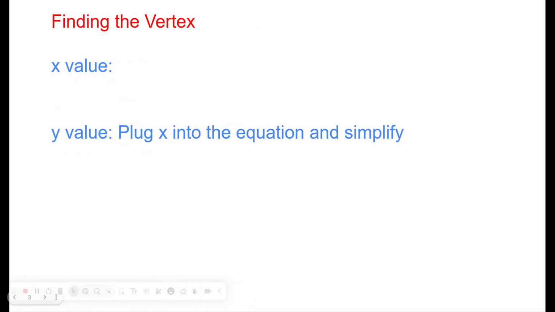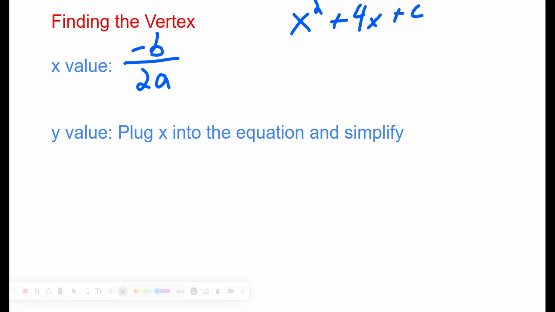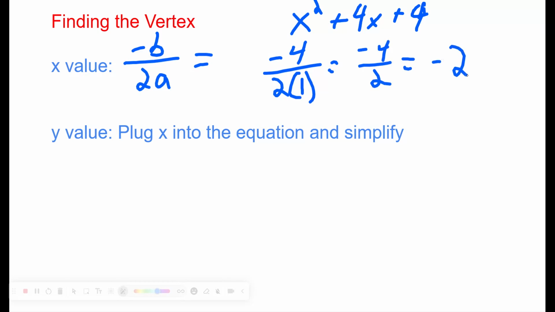When we're finding the vertex, the x value is going to be negative b over 2a. Negative b over 2a, that's our x value. So let's take a quadratic equation like x squared plus 4x plus 4. We have our a value as 1, our b value is 4, and our c value is 4. So my x value here is going to be negative b, which is negative 4, over 2 times my a value of 1, which equals negative 4 divided by 2, which equals negative 2.